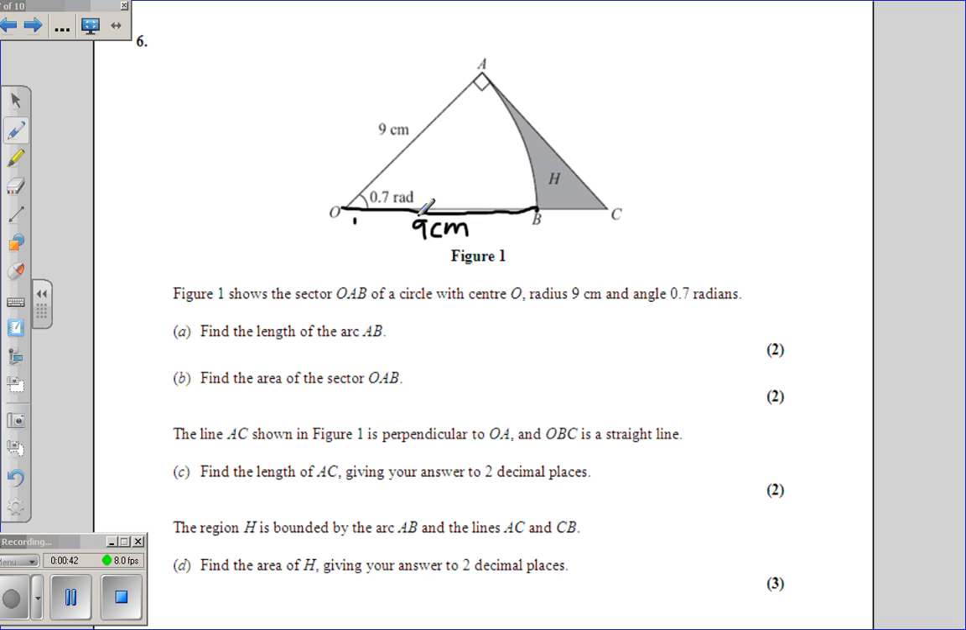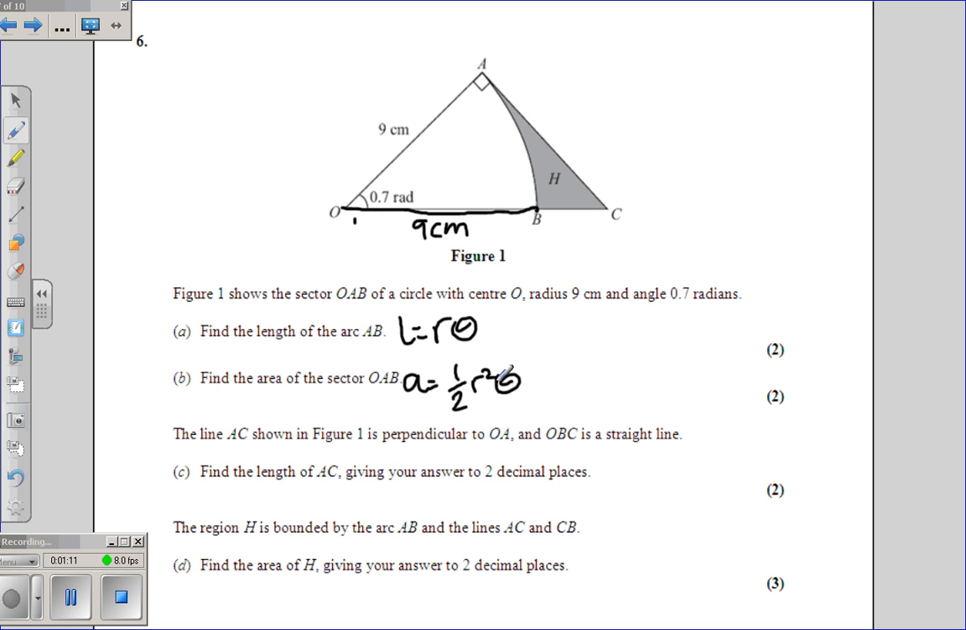We have to find the length of the arc AB, which is this bit here, and find the area of the sector OAB for the first bit. You need to learn the formulas in radians. They're actually simpler in radians than they are in degrees. For the length, it's just r theta. So arc length is just r theta. And for the sector area, it's a half r squared theta.